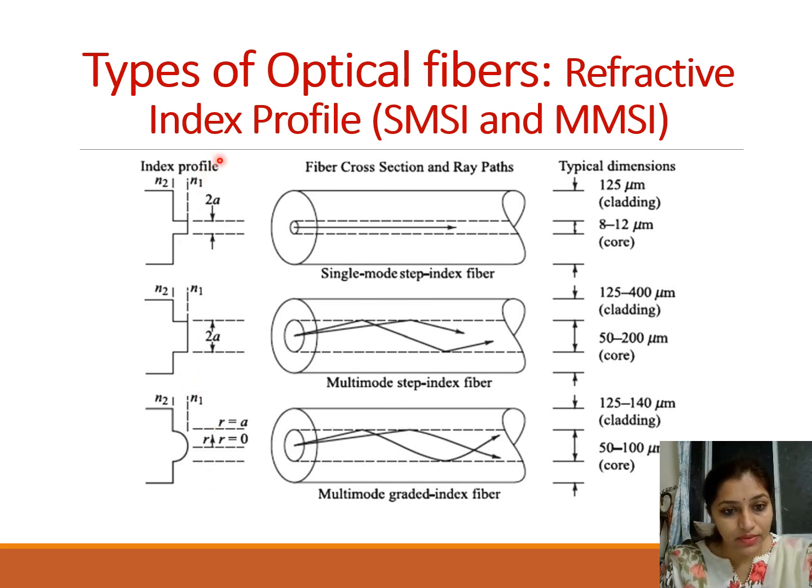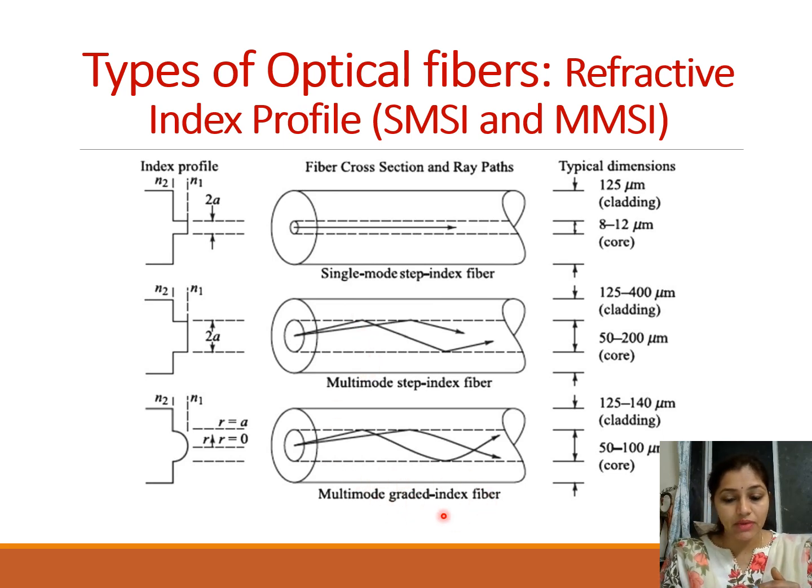So let's discuss step index fibers first. In single mode fiber, as discussed in previous slides, the diameter is narrow, around 8 to 12 micrometers. Whereas this is again step index only, but multiple rays can travel, so the diameter is 50 to 200 micrometers. The diameter is more than that of single mode step index. So these two are step index fibers. Only one is single mode, another one is multi mode.